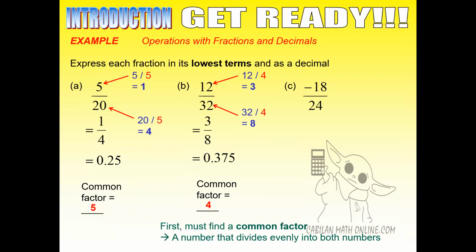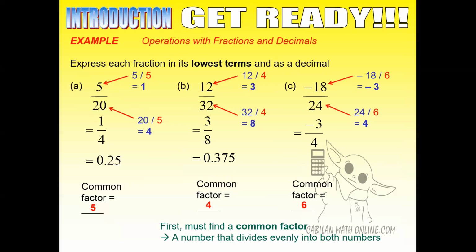Okay, and for the next part here, we're going to take the -18 and the 24, and we're going to divide it here by 6, because 6 goes into both -18 and 24. So just like we did in the previous example here, we're going to take -18 divided by 6, gives me -3. And we're going to take the 24 divided by 6, and that gives me 4. So that's going to give me a reduced fraction there of -3 over 4 here.